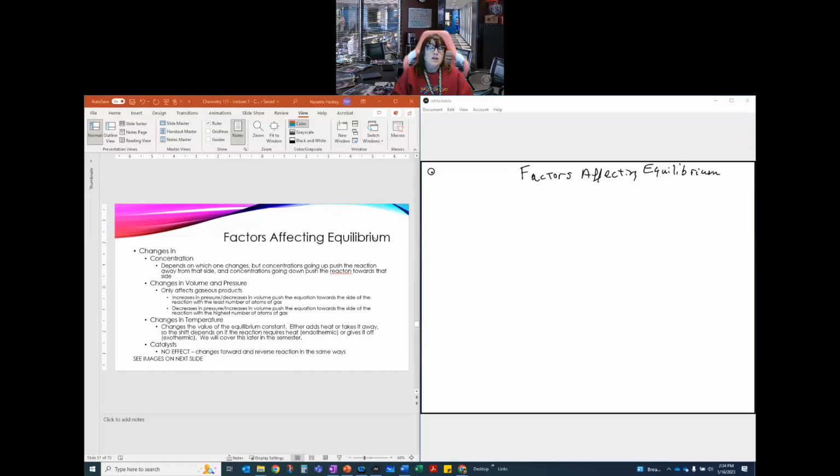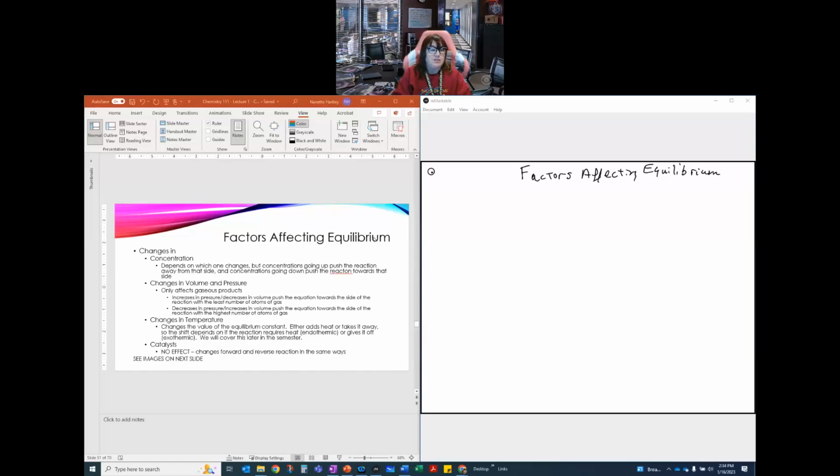Okay? We can talk about changes in temperature, and we've talked about that. When temperature changes, the value of the equilibrium constant changes. That may mean we need more product. It may mean we need more reactant. It entirely depends on what direction we're going to go.